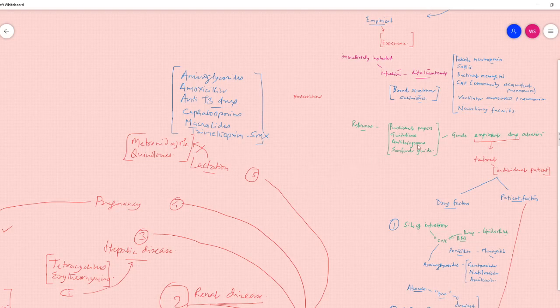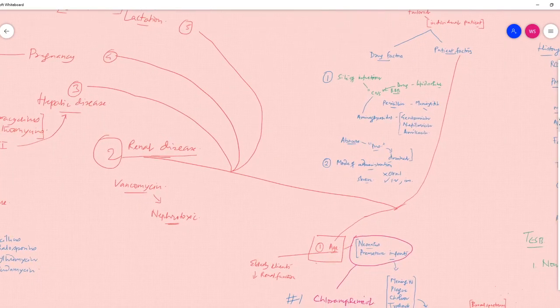Let us look at another patient status. Let's look at number 6. Six could be immune status.